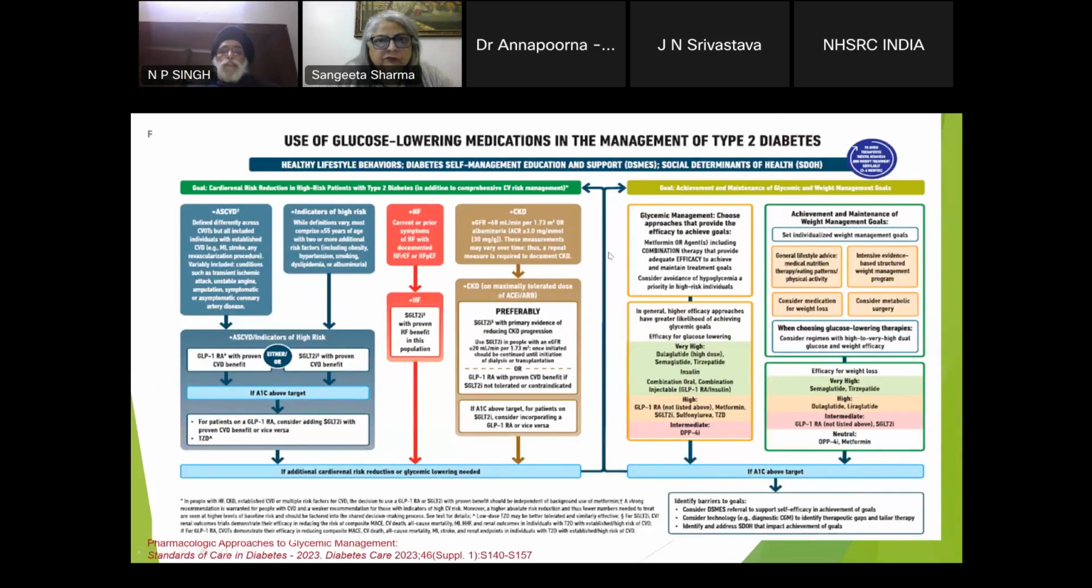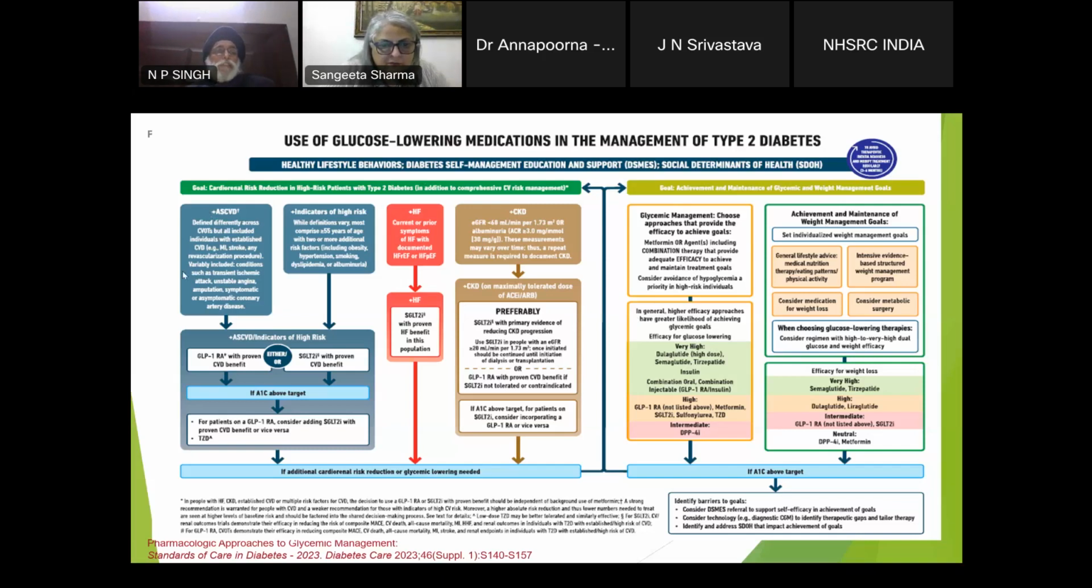Now, this is again a very, very complicated slide, but this is the one which has come recently in 2023 in the Diabetes Care, which talks about two things. The first goal, two goals. One is goal of cardio-renal risk reduction, and they talk about person as a whole. They don't talk about diabetes control, but they say we have to reduce the risk of cardiovascular and renal complications. And second is the goal which they talk about achieving and maintaining glycemic and weight management goals. So based on what goal you are trying to address, we have various formulation and combinations available.